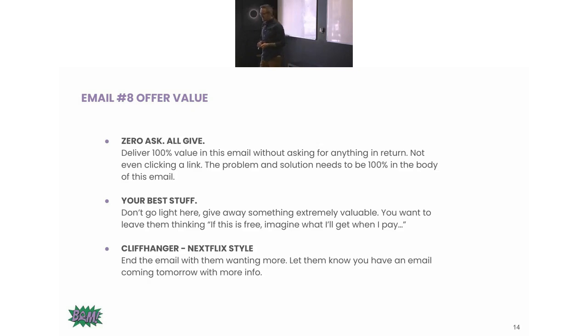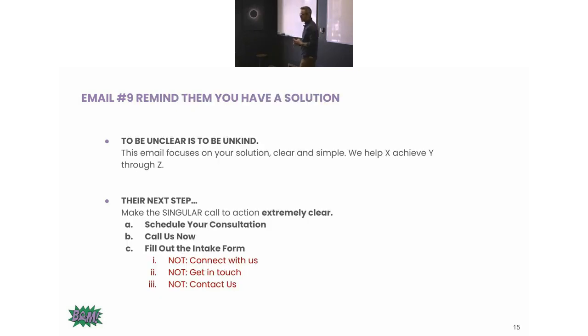Okay, so email 9 is to remind them you have a solution. And remember here, to be unclear is to be unkind. So this email focuses on your solution, very simple and easy. A good framework for this is answering the question, hey, we help X achieve Y with Z. We help these kind of people get these kind of results through this process. And your next step is this.